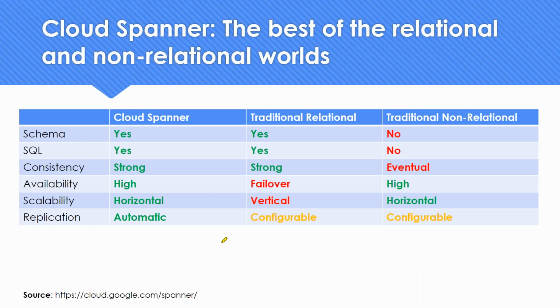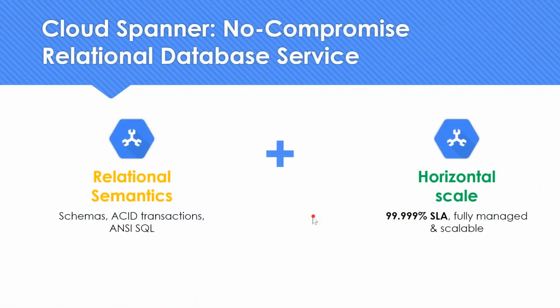It's a relational database which has all the capabilities of a traditional relational database, like consistency, schema, and SQL compliance, and all the best features of a NoSQL or non-relational database, like high availability and scalability. A merger of both. When you do that merger, what you get is a no-compromise relational database.